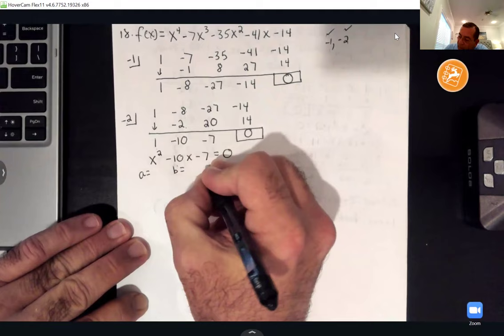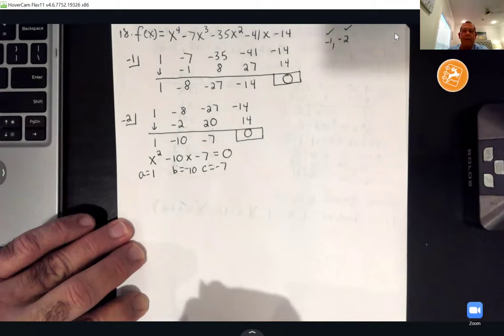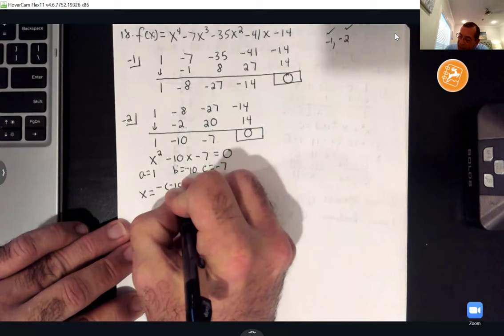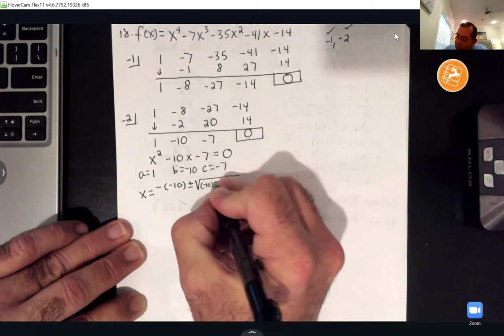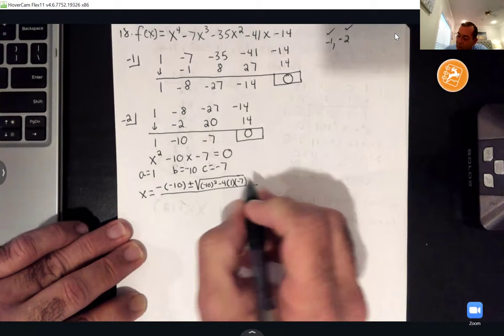So y'all, A is 1. Well, A, B, and C are going to be them three numbers, right? 1, negative 10 and negative 7. So we're going to plug them into our quadratic formula. So negative B, which will be a negative, negative 10, plus or minus square root. Well, B squared will be negative 10 squared minus 4 times A, which is 1, and C, which is negative 7. All that over 2 times A, which is 1.